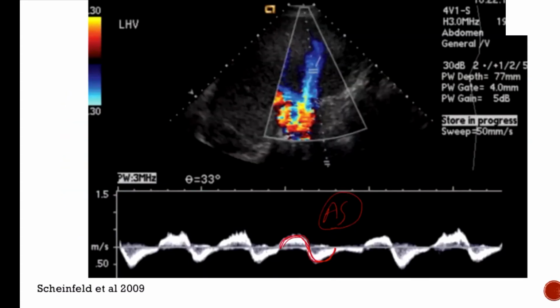So basically, we have a normal pattern, right? Where you have an A, an S, and a D. As you start to get increased pressure in your right-sided system, you lose that filling, right, into your right atrium, and you have still a triphasic, but predominantly your systolic wave is going to move in reverse. And as you have very high pressures, you have this to and fro motion of a biphasic hepatic vein flow. All right.